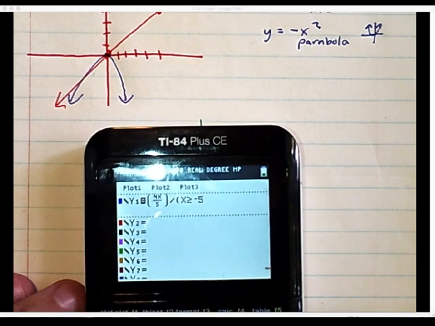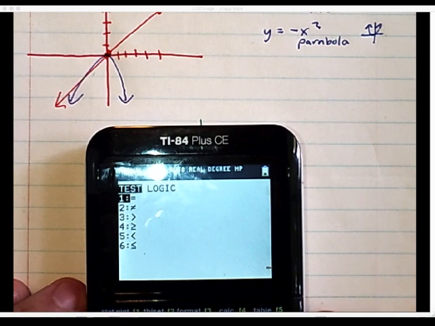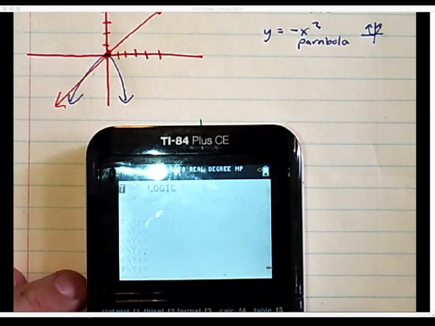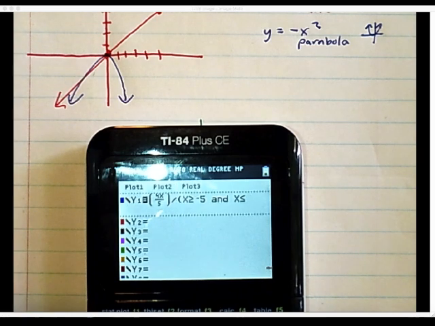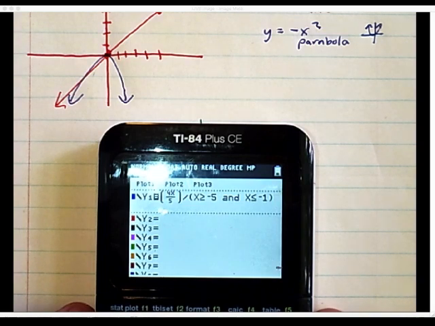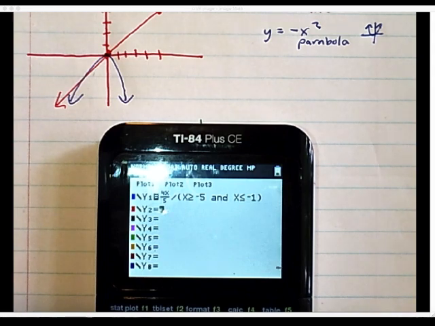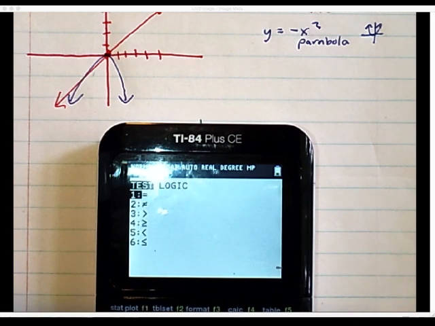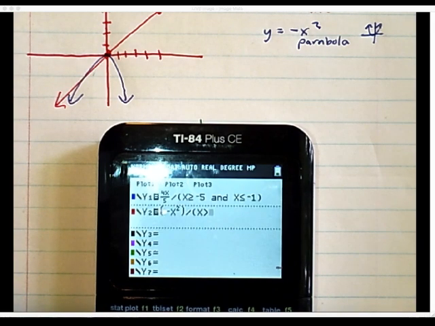Then I'm going to go back under second math, and I'm going to toggle over to logic, and the x values are less than or equal to -1. Now let's put the second piece in. So I'm going to go parenthesis, and I'm going to say -x squared. Close parenthesis, then I'm going to put a division bar. Now that function is only good when the x values are greater than -1.